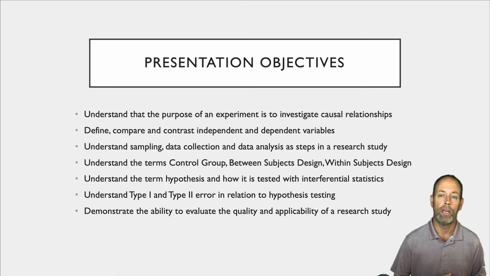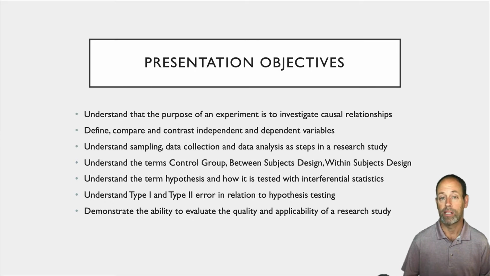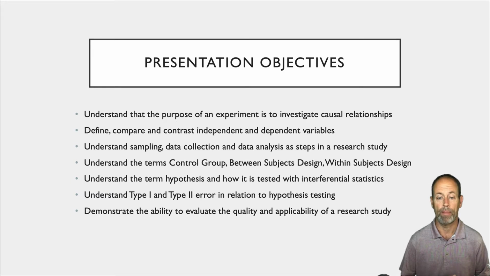Really importantly, I want you to understand the concepts of a control group and an experimental group, a between subjects design, and a within subjects design, because we're going to see a lot of examples of each of these concepts, these terms, in the literature that we read. So it's important that we understand how an experiment is set up and how it's gathering data with the subjects. And again, between subjects and within subjects design are going to be important there.